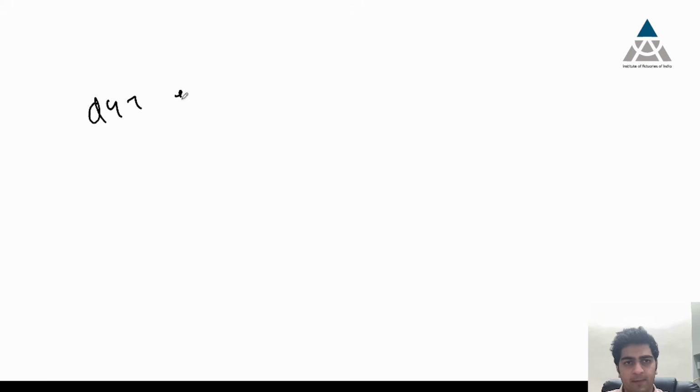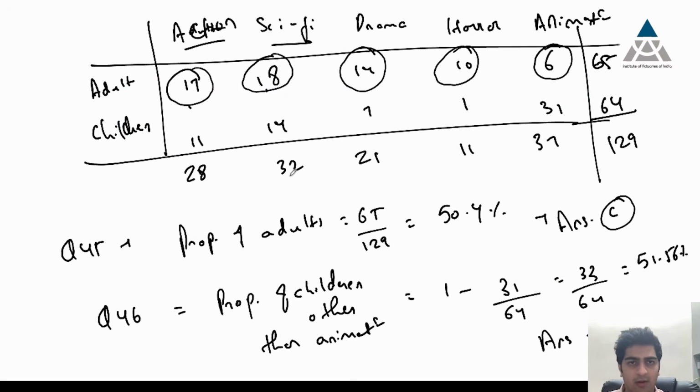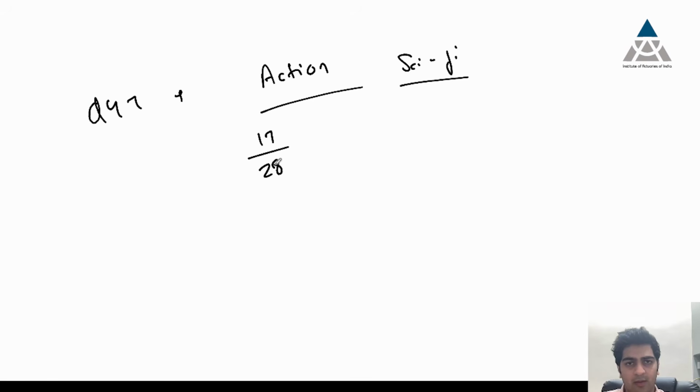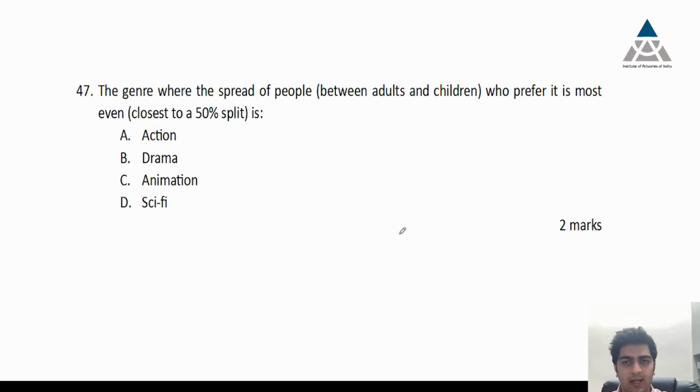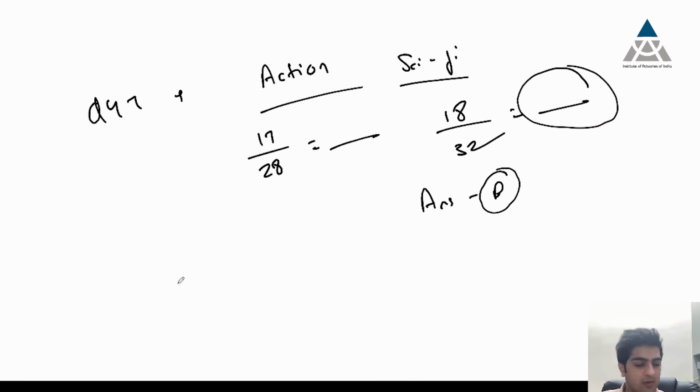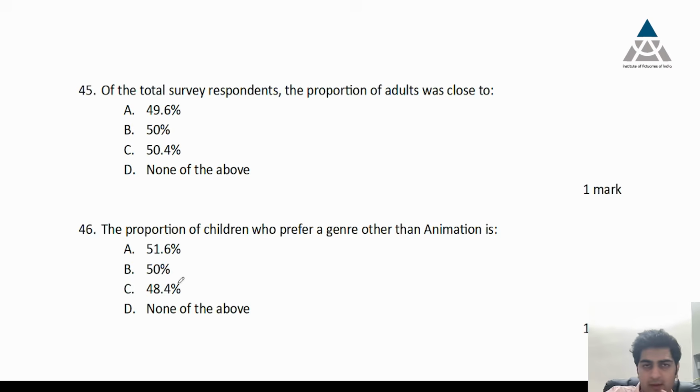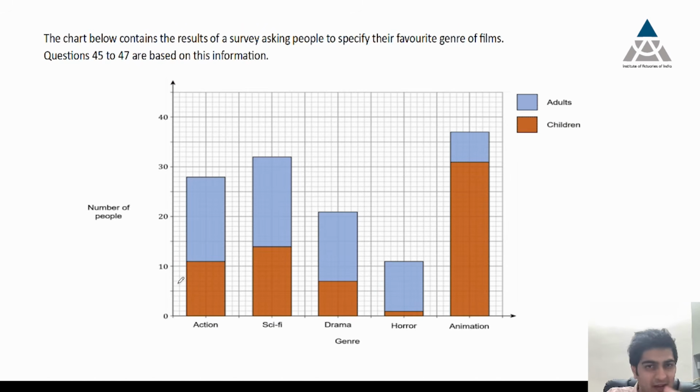So question 47, you can just compare action versus sci-fi. You don't even need to look at the others. For your final answer, all you need to do is calculate 17 upon 28, whatever the answer is here, and 18 upon 32, whatever the answer is here. The closest to 50% wins, which will be this one, and therefore your answer is sci-fi, which is option D if I'm not wrong. Okay, so that was your question 47, which was based on the second data set we saw.